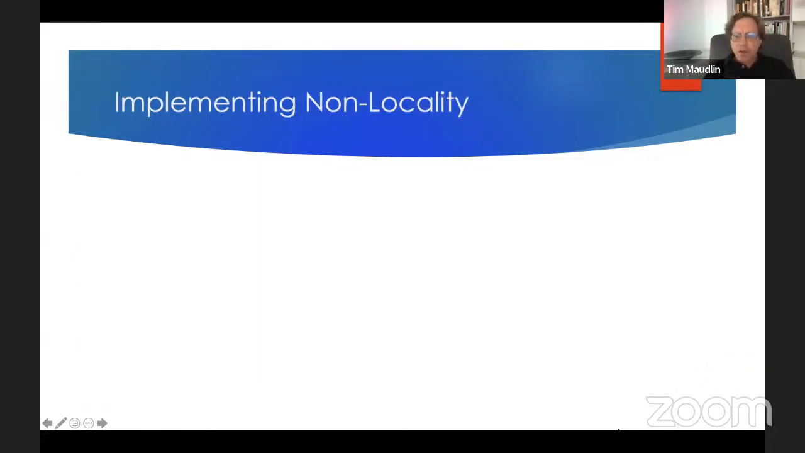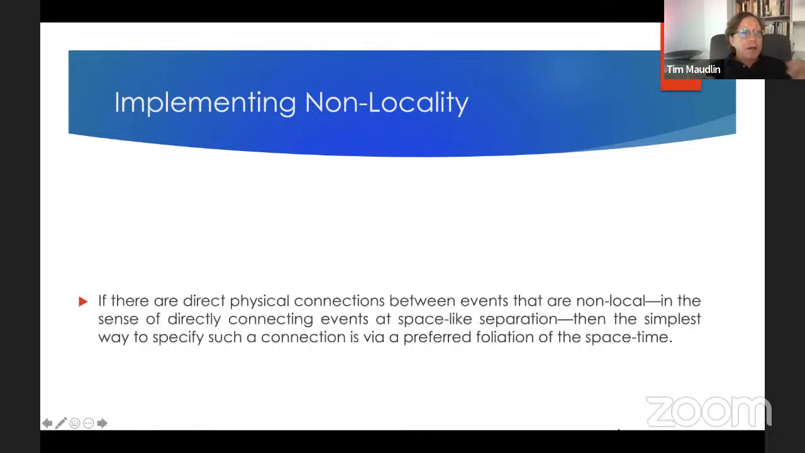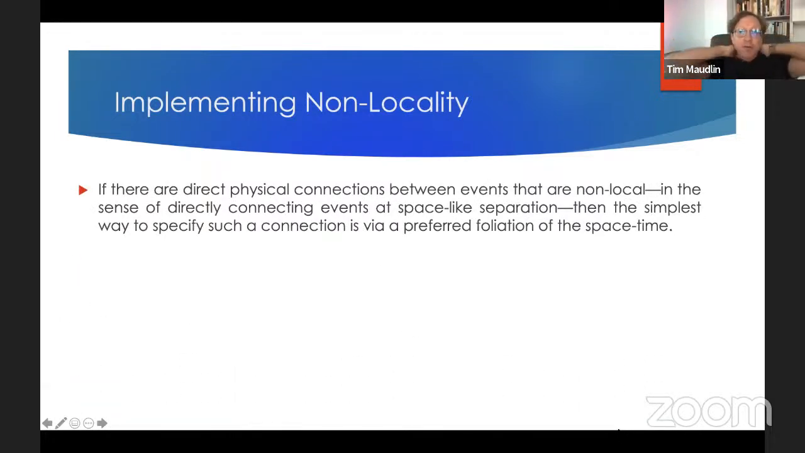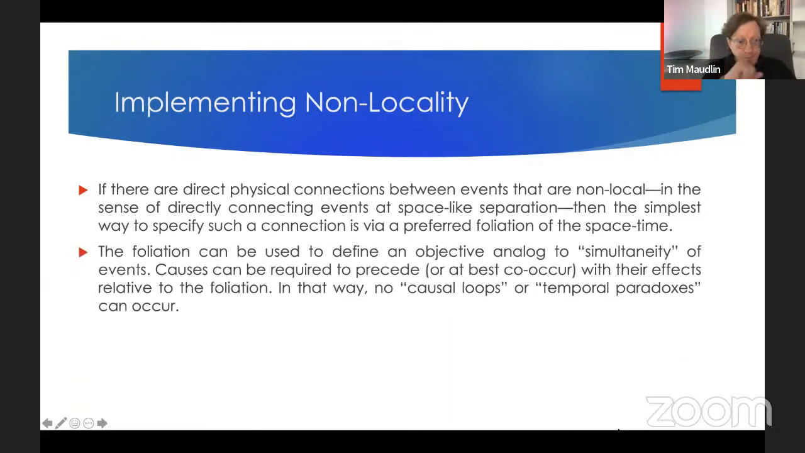Now, how do we deal with the non-locality? This is actually also to do with Aharonov-Bohm, although I won't go into that now. How do we actually make that tractable in a mathematically clear way? Well, there's an obvious, very simple-minded way to do it, which is just to add a preferred foliation to the space-time. That would give us the resources to define various sorts of instantaneous physical connections between space-like separated events, where instantaneous is defined in terms of this preferred foliation.